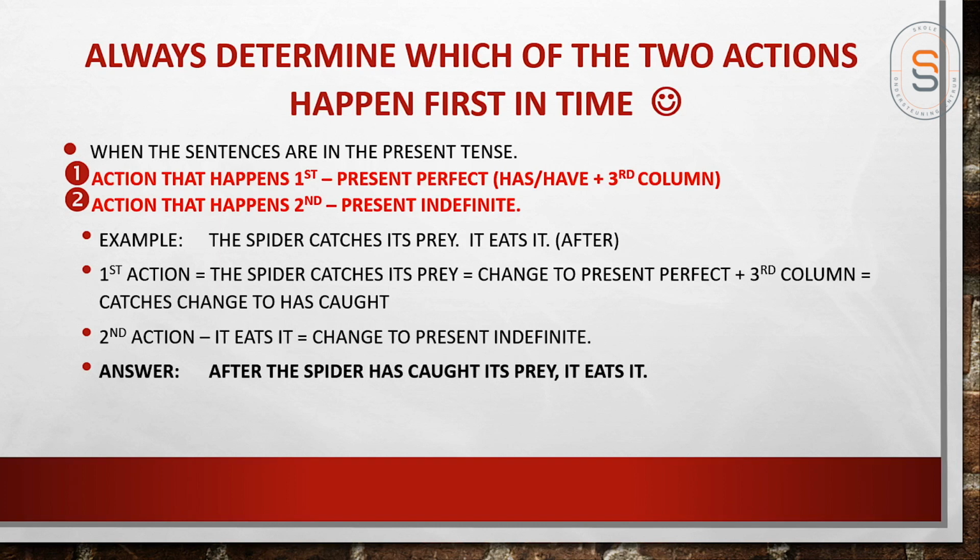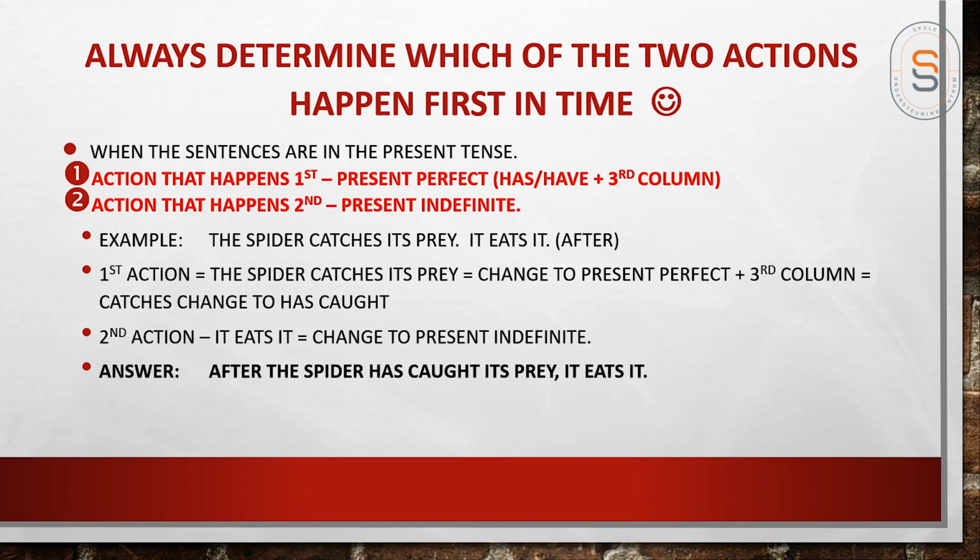The action that happens first must be in the present perfect tense: has for singular, have for plural, plus the third column. The action that happens second must be in the present indefinite tense. So step one, always determine which of the two actions happen first.